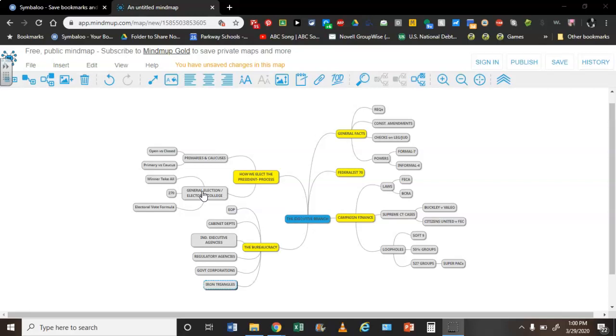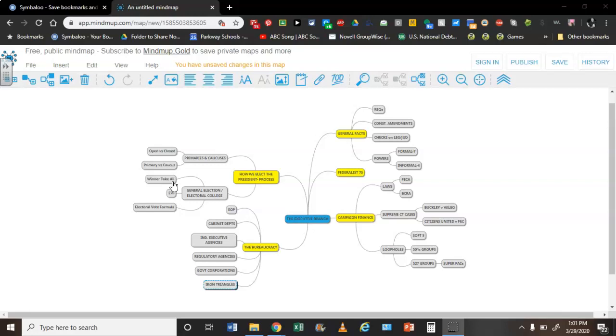activity, more or less. The other thing that you need to know is that because of the winner-take-all system, third parties get absolutely messed over when it comes to the Electoral College system and running in a general election.